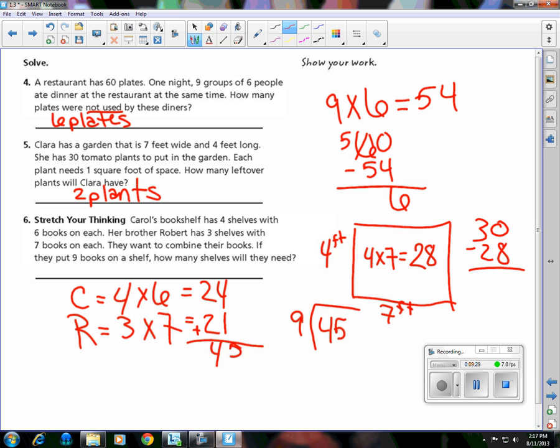Because I know my basic facts, I could think about this another way. I could think, gosh, 9 times what equals 45? How many shelves are they going to need, guys? Figure that one out. Okay. Pause if you need to. Come back. They should need 5 shelves.